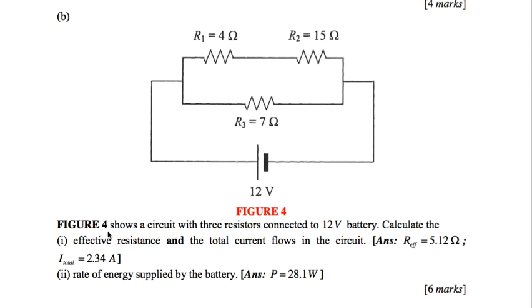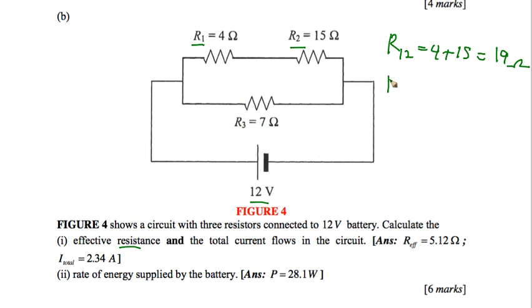And number B, the figure shows the circuit with the 3 resistors R1, R2 and R3 connected to the 12 volt battery, and calculate the effective resistance. To calculate the effective resistance, you first consider R1 and R2, because R1 and R2 are in series, meaning the resistance of R1 and R2 is 4 plus 15 ohm, meaning this is 19 ohm. Right? So, the next is if you combine R1 and R2 compared to the R3, this is parallel.